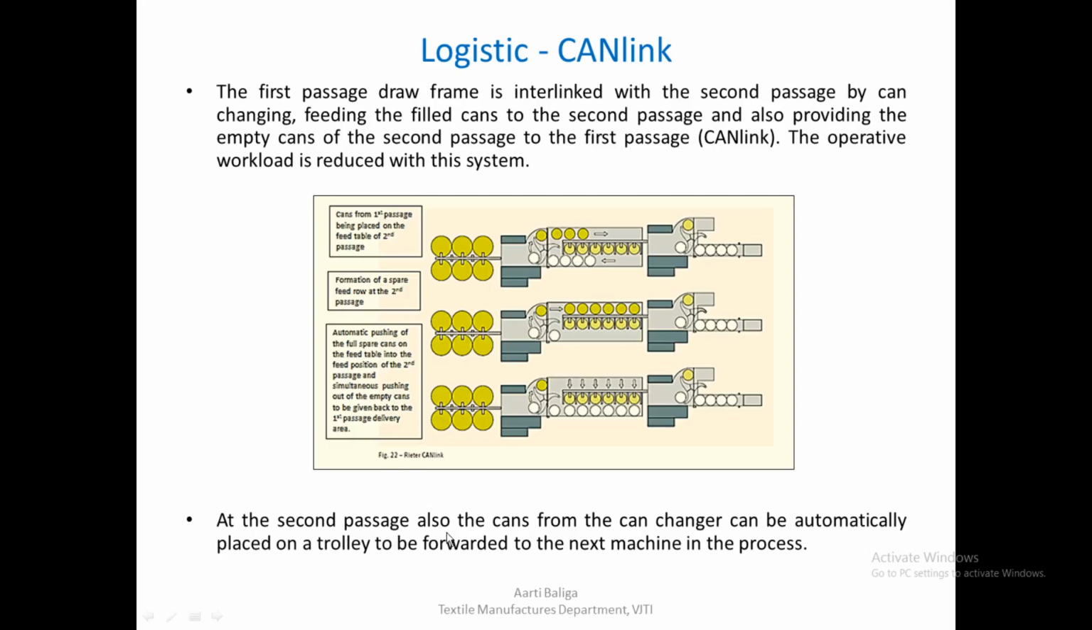So at the second passage also, the cans from the can changer, and here also there are can changers, can be automatically placed on a trolley, which can then be forwarded to the next machine in the process. The next machine could be your speed frame. It can go via this trolley, and you have a fully automated system for can feeding and delivery.